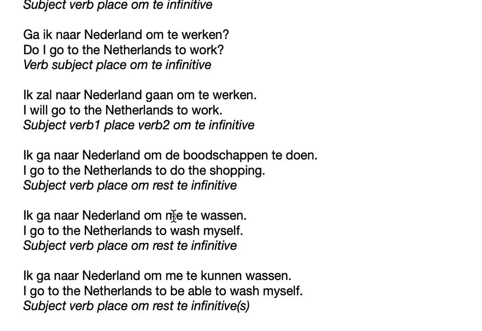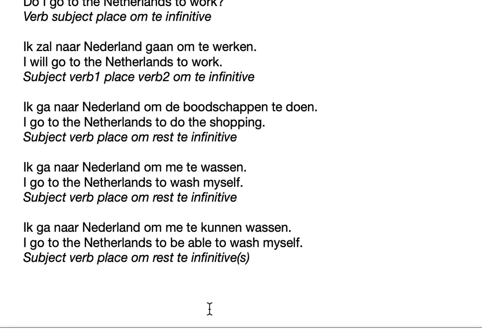Okay. So the infinitive is the only thing you can put behind the te, and the rest is between the om and the te. And if you have two infinitives, well, then you put them both at the end. Ik ga naar Nederland om me te kunnen wassen. Me, rest, kunnen, and wassen is at the end. So here you see infinitives can be at the end. Good. Very important. Om, rest, te, infinitive.